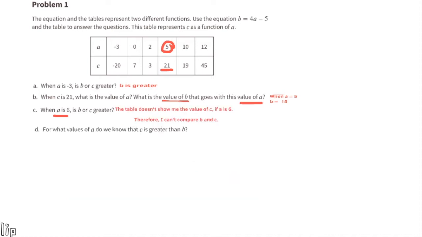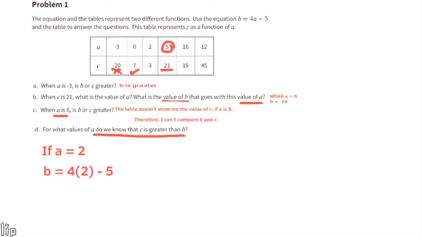D. For what values of a do we know that c is greater than b? Let's look at the table. When a is negative 3, b is negative 17, and negative 20 is not greater than negative 17. Let's look at when a is 0. 4 times 0 is 0. 0 minus 5 is negative 5. B's value would be negative 5, which is less than 7, C's value. So when a is 0, c is greater than b.